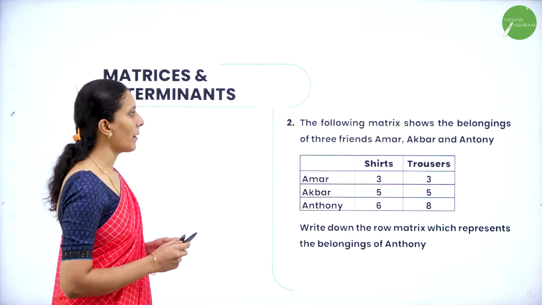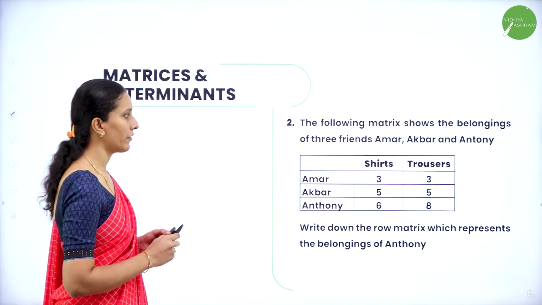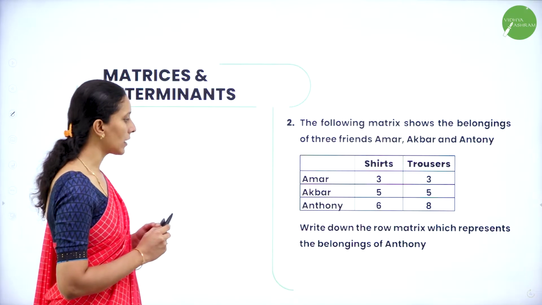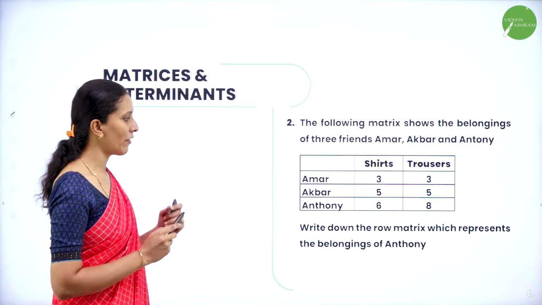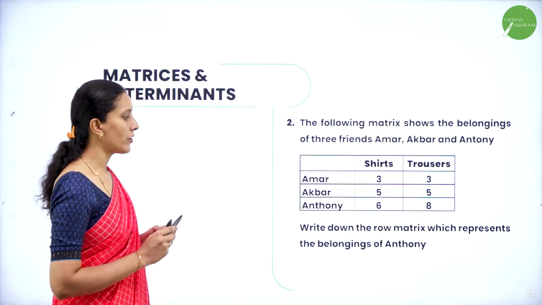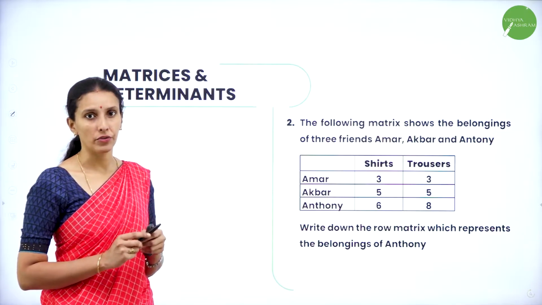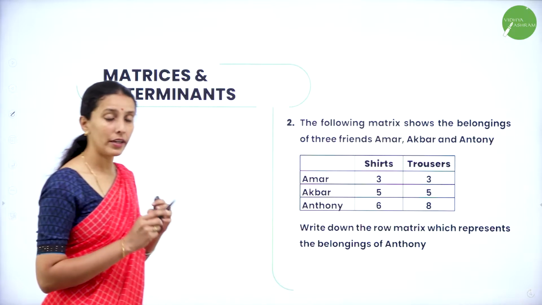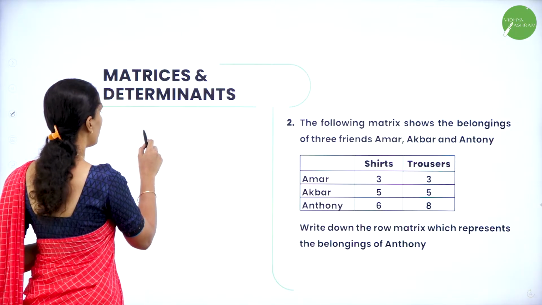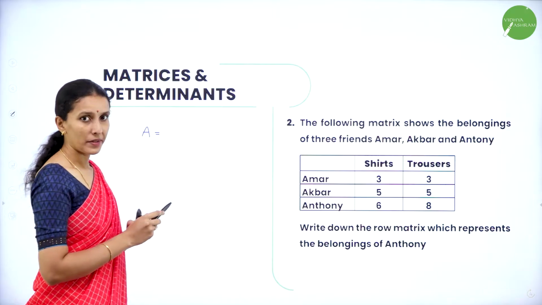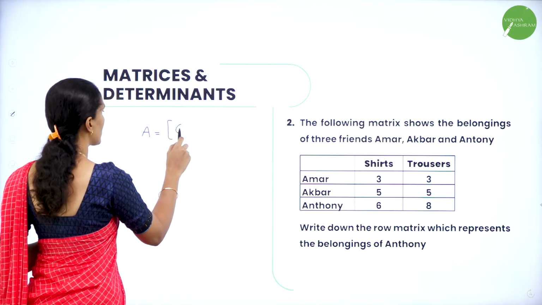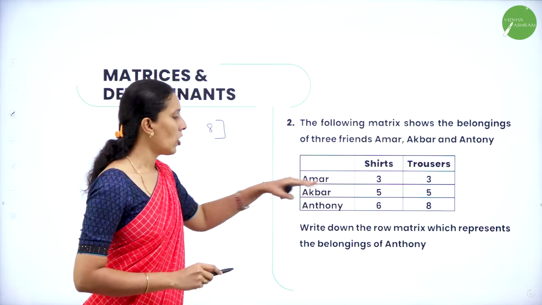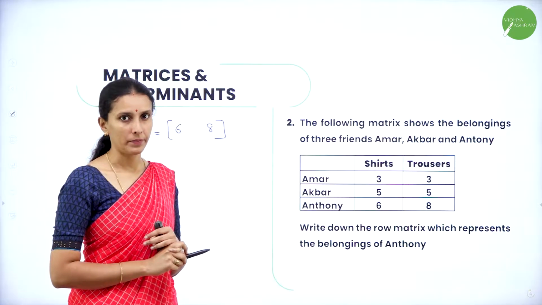Next, the following matrix shows the belonging of 3 friends Amar, Akbar, Anthony. The number of shirts and number of trousers Amar, Akbar, Anthony has are 3, 3, 5, 5, 6 and 8. Write down the row matrix which represents the belonging of Anthony. So we need to write 6 shirts and 8 trousers of Anthony in a row matrix. So that is, let me write, denote it with capital letter, and 6, 8. So thus we have represented the belongings of Anthony.